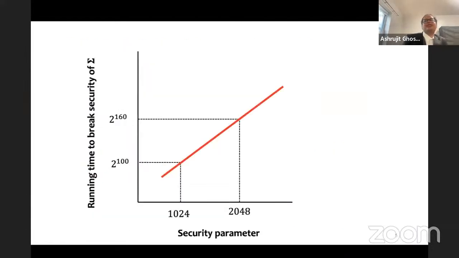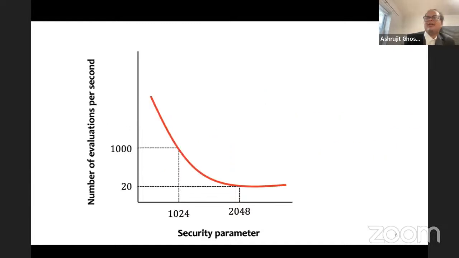The exact value of a security parameter determines, in particular, how long it would take an adversary to break a cryptographic system. As an example, the graph here shows when the security parameter is set to 2048, it takes much longer to break security than when it is set to 1024. So a larger security parameter implies more security.